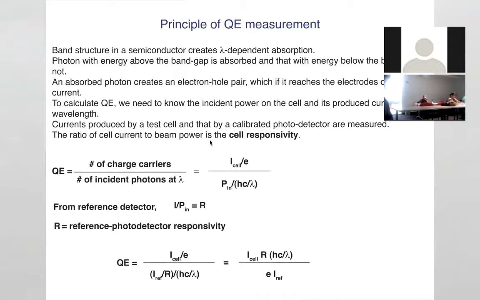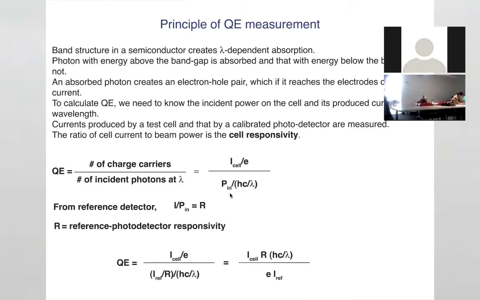Okay. So basically what it means is that you have to measure quantum efficiency with respect to a reference cell, just like before. It's explained in this expression. Quantum efficiency is the number of charge carriers divided by the number of photons at a given wavelength, which is the current produced by the cell divided by the electronic charge. So that's the total number of carriers. And the bottom here is the input power of light divided by the energy of a single photon. That gives the total number of photons.